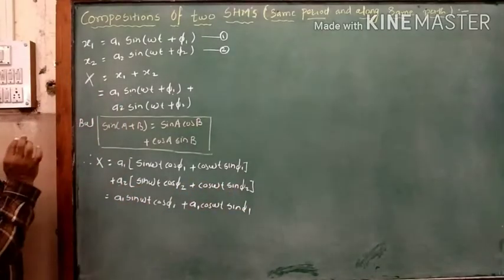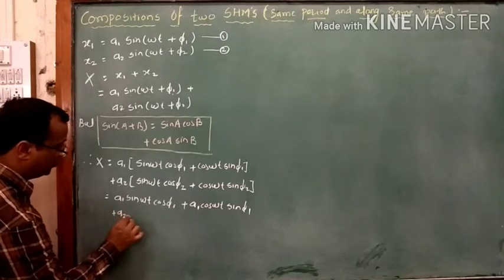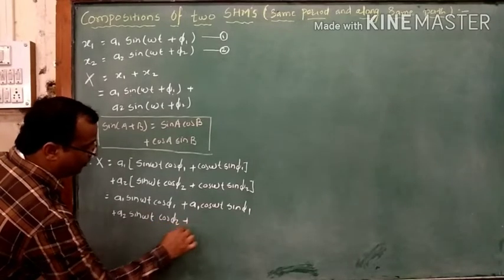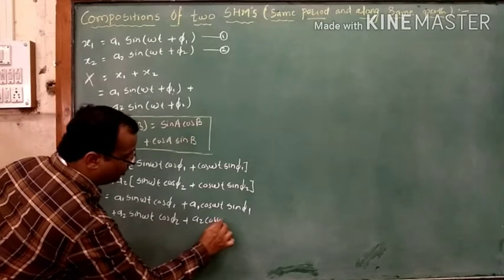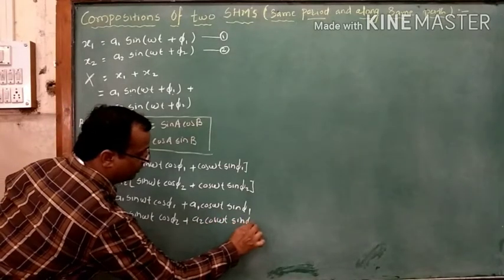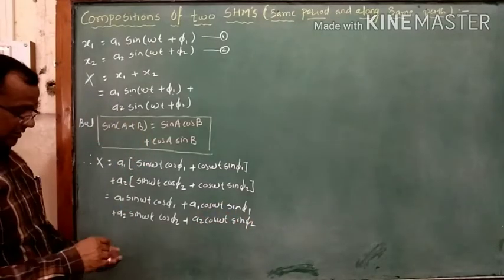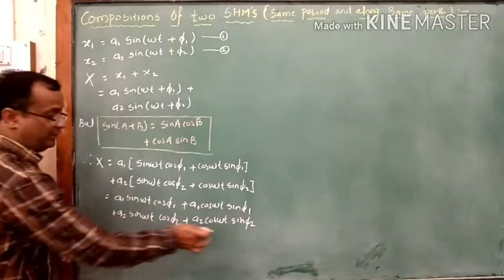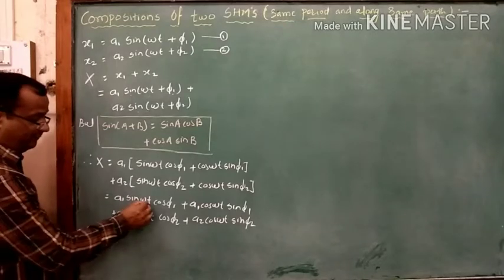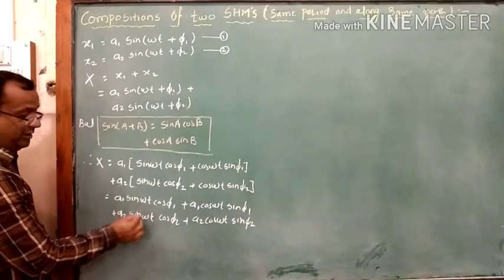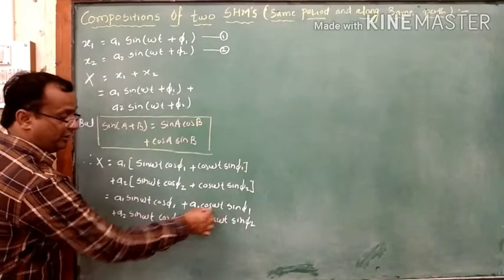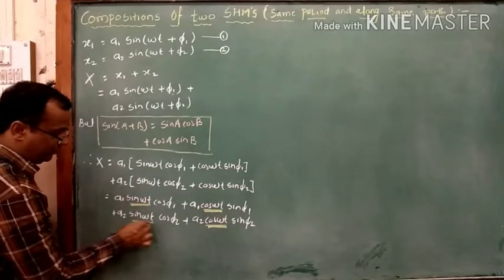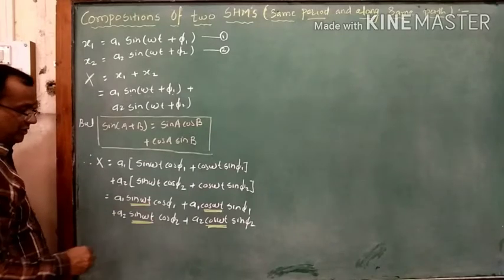Similarly, for the second bracket, we get plus A2 sine of omega t cos of phi 2 plus A2 cos of omega t sine of phi 2. Right? Then this will be the first term, the second, the third, and the fourth. In the first and third terms, sine omega t is common. In the second and fourth, cos omega t is common. So take it outside.